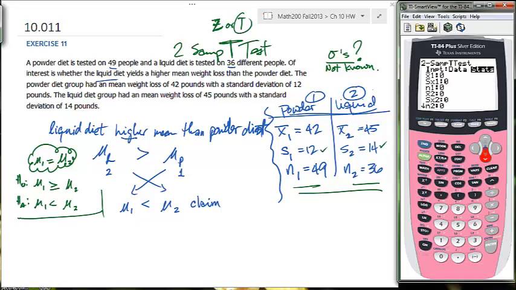Our x1 bar, labeled appropriately now because we set it up that way, is going to be 42. Our standard deviation for our first sample is 12. Our n, sample size, is 49 for the first sample. Now we go to our second sample. That has a mean of 45, a standard deviation of 14, and a sample size of 36. Arrow down means there's more information down there.